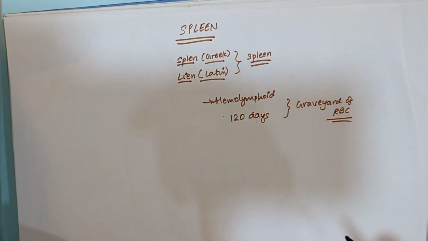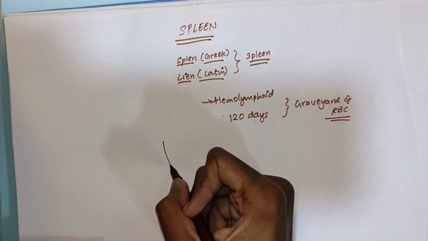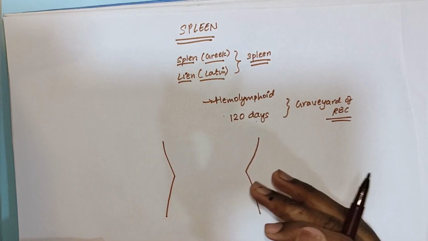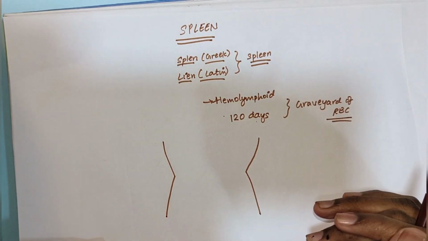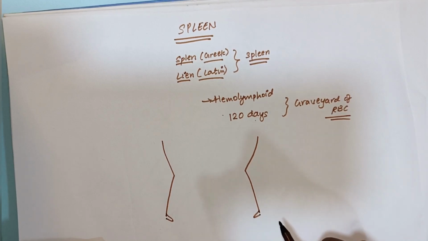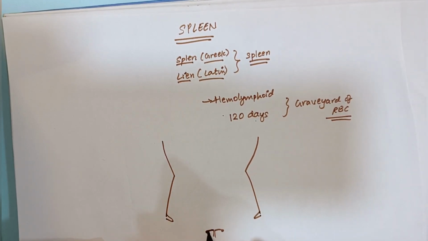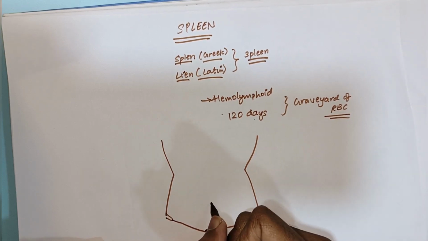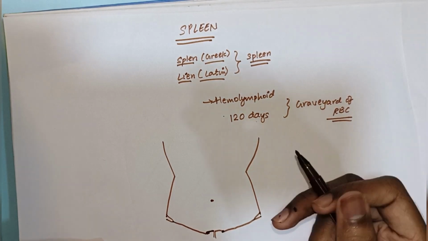Now, talking about the location of spleen. Where is spleen exactly located? You might already know that our abdomen is divided into 9 regions. So this is the anterior superior iliac spine that I'm marking. This is the pubic symphysis. This is the pubic crest. This is the pubic tubercle. This is the inguinal ligament. This is the umbilicus out here.